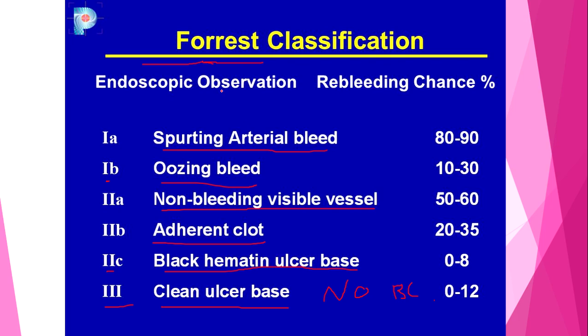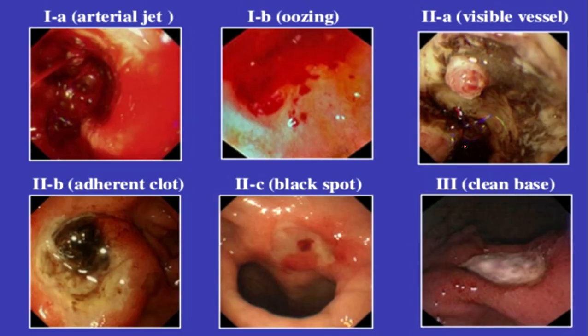What is important to the surgeon? Because we have a rebleeding chance in persons. If we have a 1A type of hemorrhage on the endoscopic picture, we must understand that up to 90% it can rebleed again. Here you can see all these types of hemorrhage in endoscopic pictures.